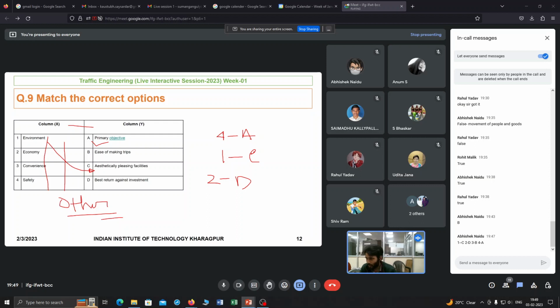So what remains is 3, and 4 is already said. 3 is B. Convenience means how easily you are able to make the trip. So are you just waiting at a particular bus stop for a long time for a bus, or do you have to transfer more than once? So this is actually ease of making trips, how easily you are getting the bus and making the trips, right? So those are the things that fall under convenience.